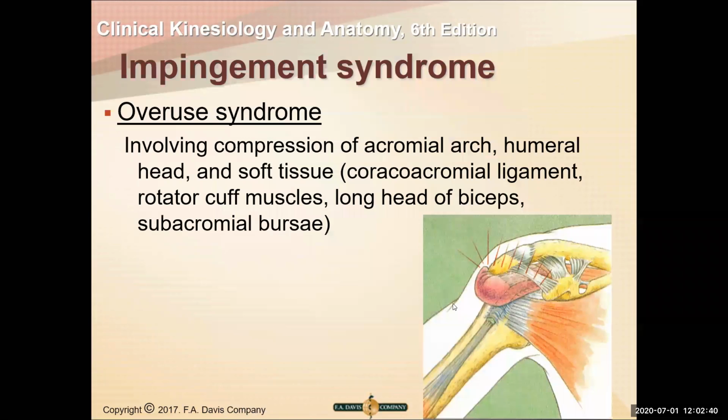Because subluxation is really common in people. Overuse syndrome. This picture looks so weird to me. I'm not even going to comment, but it just looks really strange. Overuse is common in compression of the acromial arch, humeral head, and soft tissue. So all of this area swells up. That's some serious swelling there, I'm just saying.